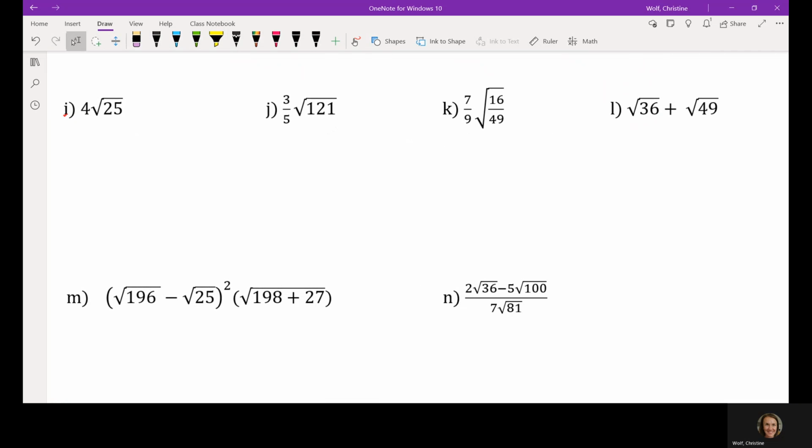There we go. So I'm throwing in a bunch of different stuff with these guys, some multiplication, some fractions on the outside. So for this first one here, I want you to find the square root of 25 and then just multiply it by 4. That's all that means. So it's like there's really an imaginary multiplication symbol between the two. So it becomes 4 times the square root of 25, which is 5, 20. Easy.